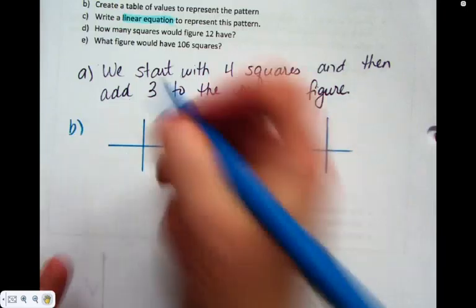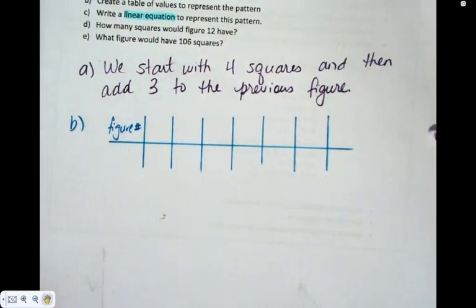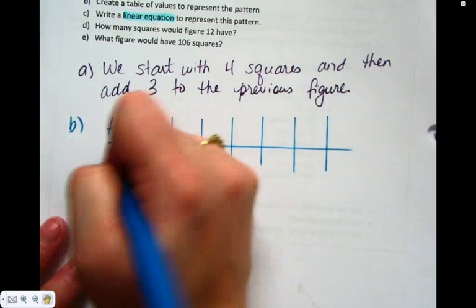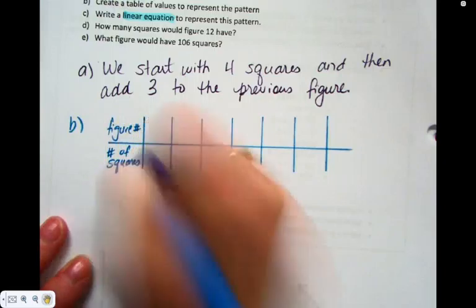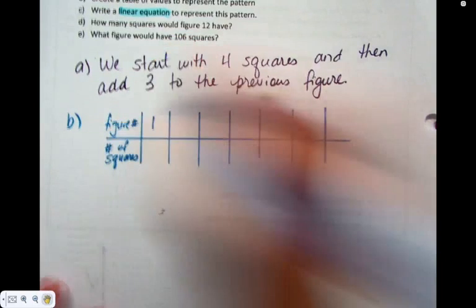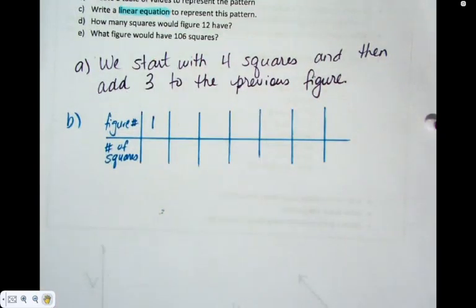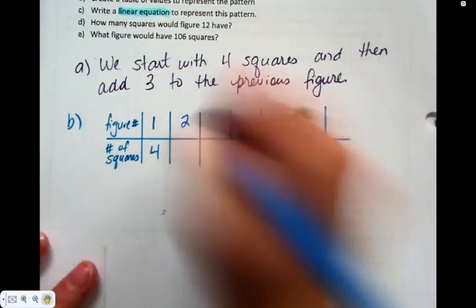The first row on our table is going to be the figure number. What do you think the second row is going to be? Number of squares. And so let's start with figure 1. We already know from above where we counted how many squares make up figure 1. 4. Figure 2 we had.